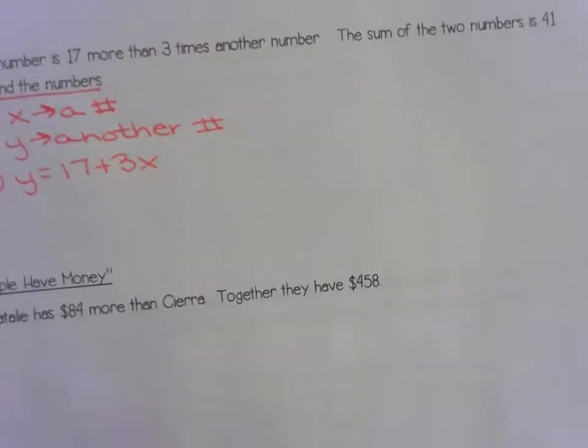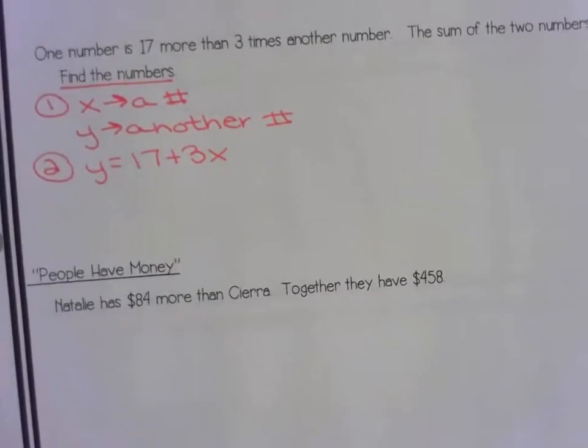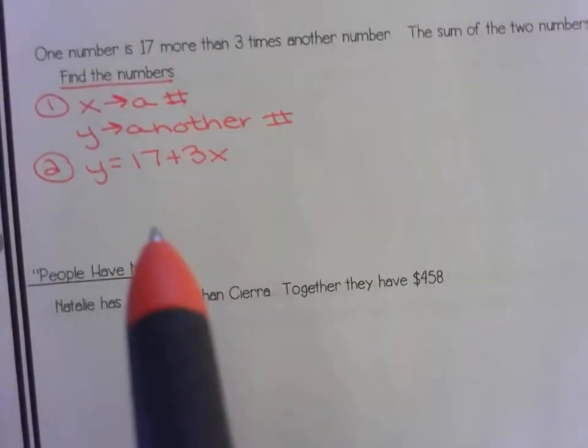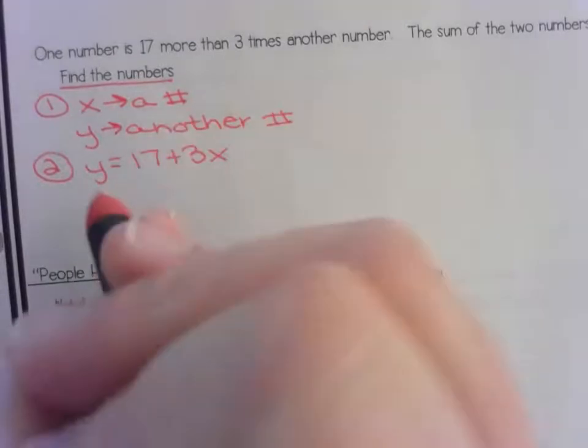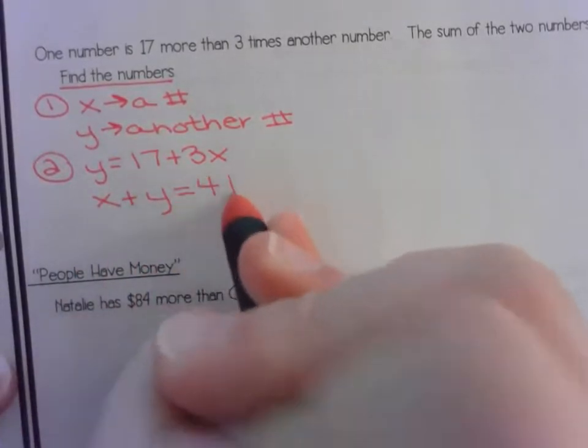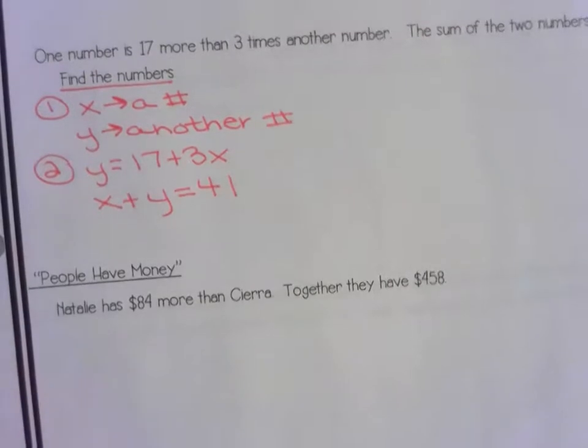The second equation, the sum of the two numbers is 41. How do I represent the sum of the two numbers is 41 in an equation? x plus y equals 41. The sum of the two numbers, which means addition. The sum of the two numbers, which is x plus y, equals 41.